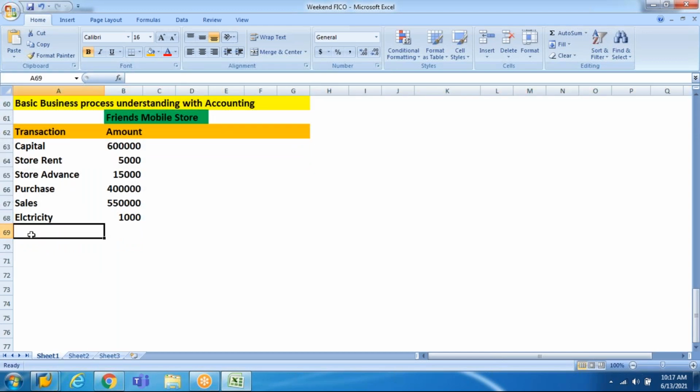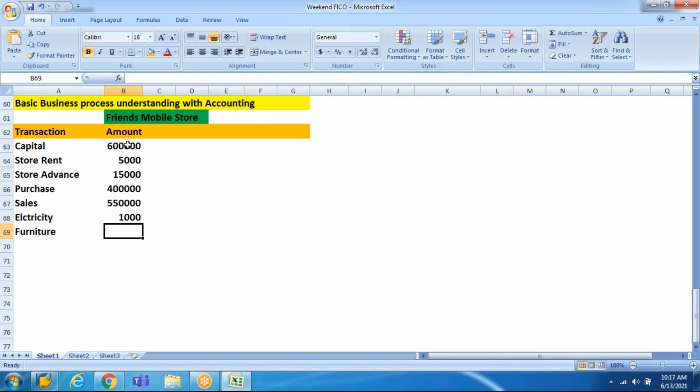Yes. You need to have at least basic furniture. What would be the amount for furniture? 70,000. 70,000 is too much, right? For the mobile shop. Sorry?